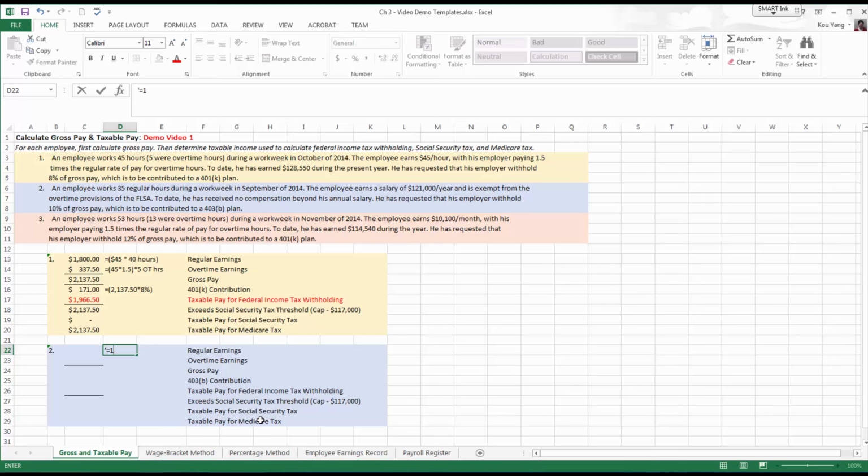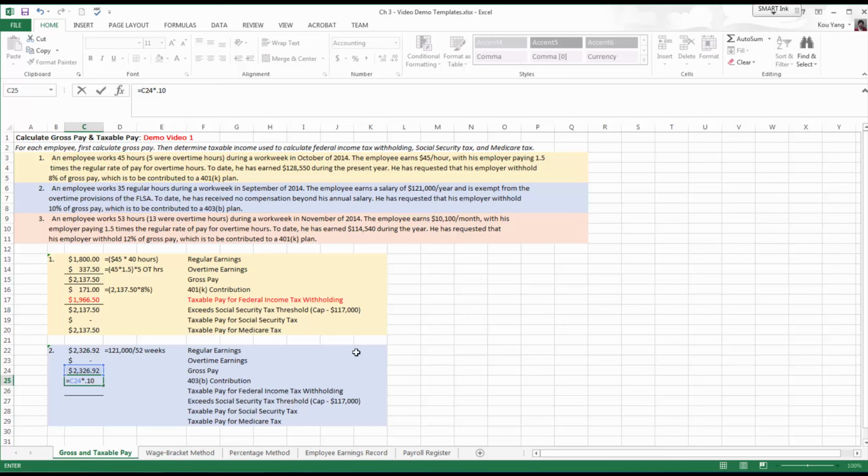Okay, so his regular earnings will be the $121,000 divided by 52 weeks, for a total of $2,326.92. No overtime provisions because he's exempt. So his gross pay would be $2,326.92.